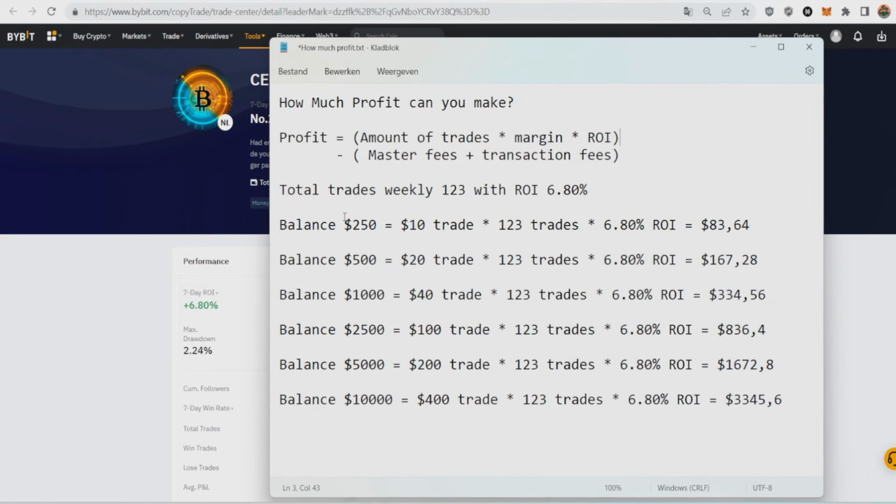So let's say you have a balance of 250 and you do $10 margin trades times 120 trades times 6.8%. That would make you $83 per week, guys. If you have 500, then you get 20 times 123 times 6.8. It's 167, guys. If you have 1,000, that would be $40 per trade. 120 trades in a week with an average of 6.8% return on investment would be $334.